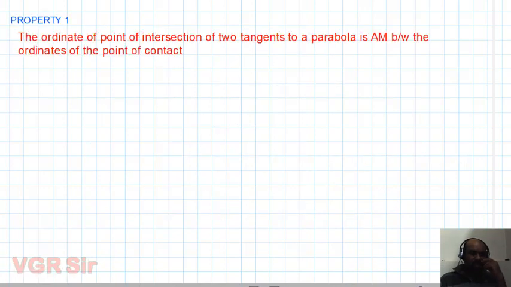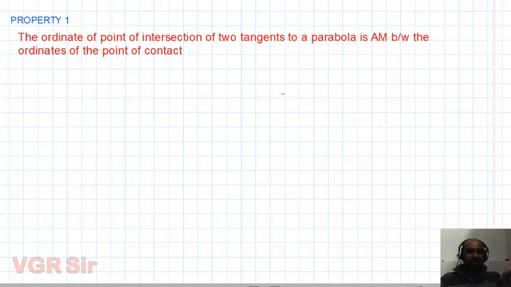Okay students, property 1. Based on point of intersection of two tangents we have some properties. Among that, this is the first property: the ordinate of the point of intersection of two tangents to a parabola is the arithmetic mean between the ordinates of the points of contact. First of all, I want to explain what is the meaning of this property.